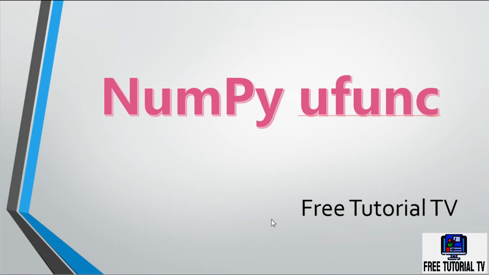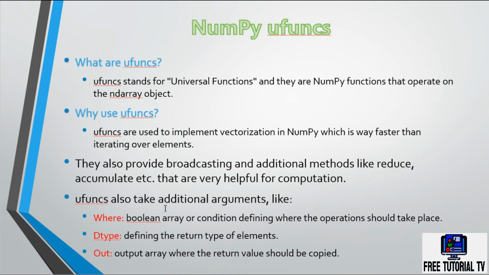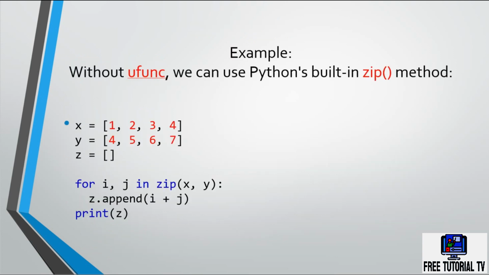Welcome to the free tutorial TV once again, and today we are going to talk about a NumPy universal function. In short, we call it a ufunc. And what is a ufunc? A ufunc is a universal function that operates on ndarray objects, and there are universal functions related to mathematical operations and many more. So we'll be going through the zip function.